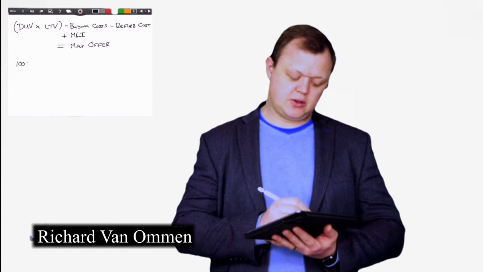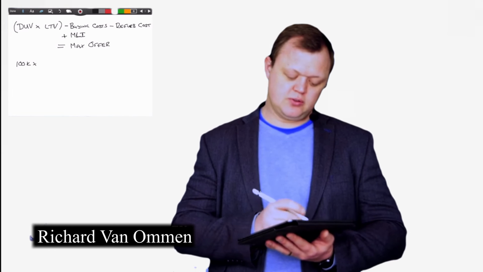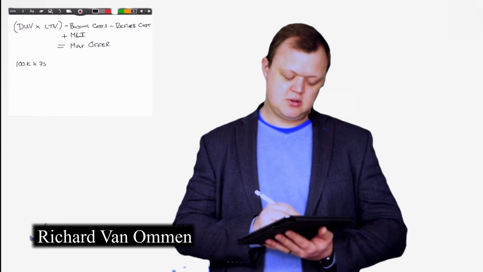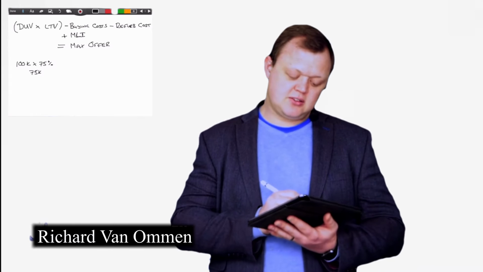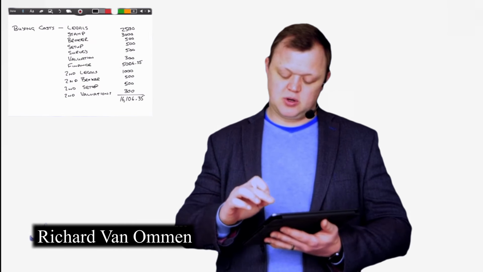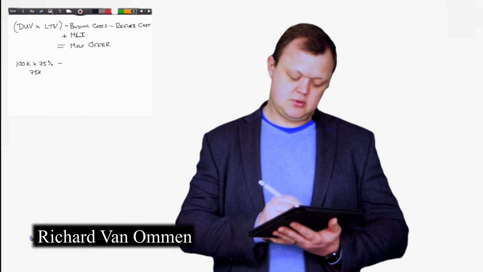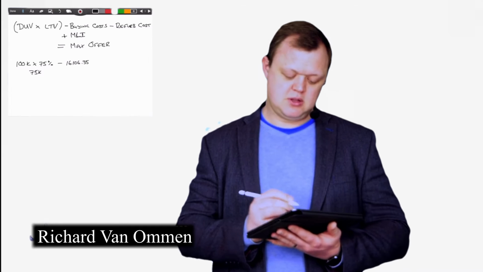Now, if we take that into account in terms of our figures here, we've got a value of 100k. I'm just going to do the calculation here, times by the loan to value, which is 75%. That gives you 75k. And at this point, you then deduct your buying costs, which, as we just saw, is 16,106.35.